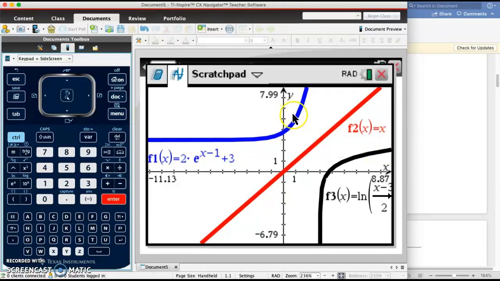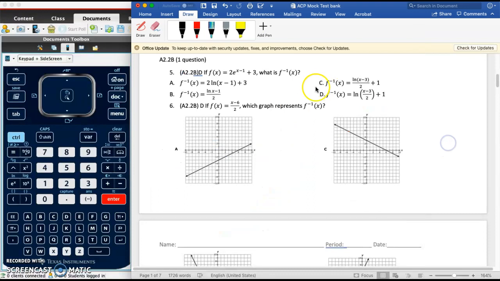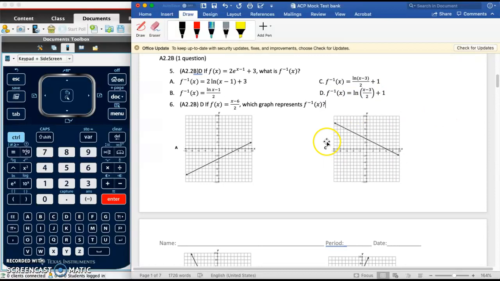And it does look like a reflection from what I'm looking at. So, since those are reflections, that is the inverse. So that's what it's saying. It says, what is the inverse of that graph? So D is your answer. Okay? All right, look at number 6 now.